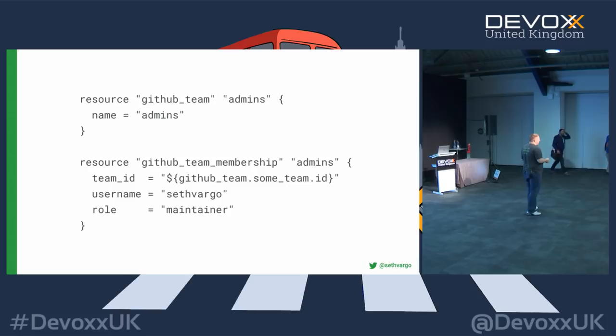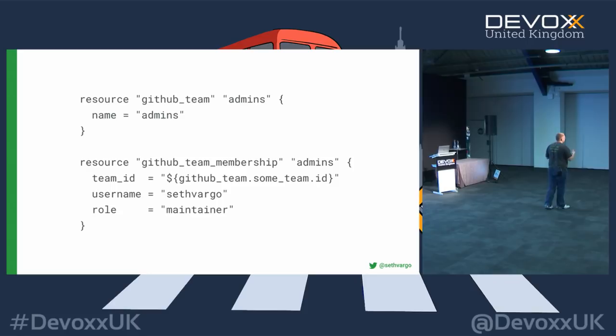But at the end of the day, when that person leaves the company, you then have to go back in and delete all of that stuff. With Terraform, you can actually capture all of your relationships between all of these different teams and permissions and repositories and the labels on those repositories as code. You can check that code into source control, and then when someone joins the team or leaves the team, all they have to do is edit that configuration.